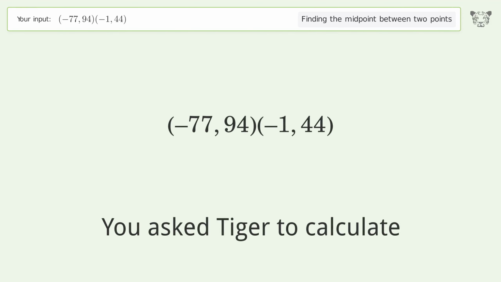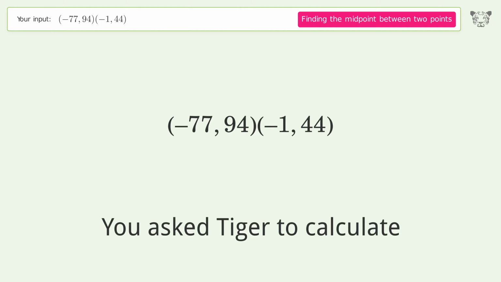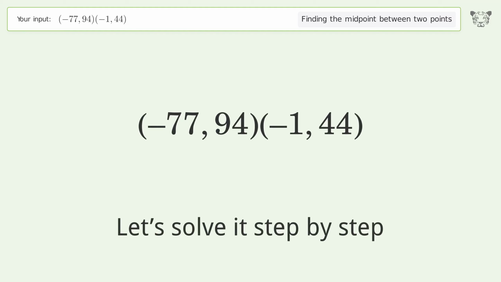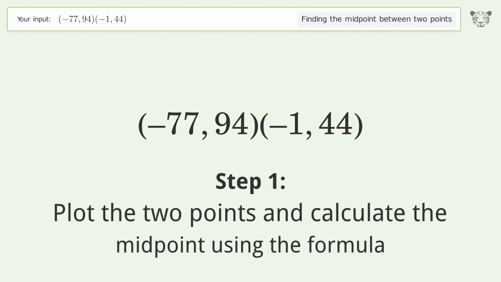You ask Tiger to calculate. This deals with finding the midpoint between 2 points. The midpoint between the 2 points is negative 39, 69. Let's solve it step by step. Plot the 2 points and calculate the midpoint using the formula.